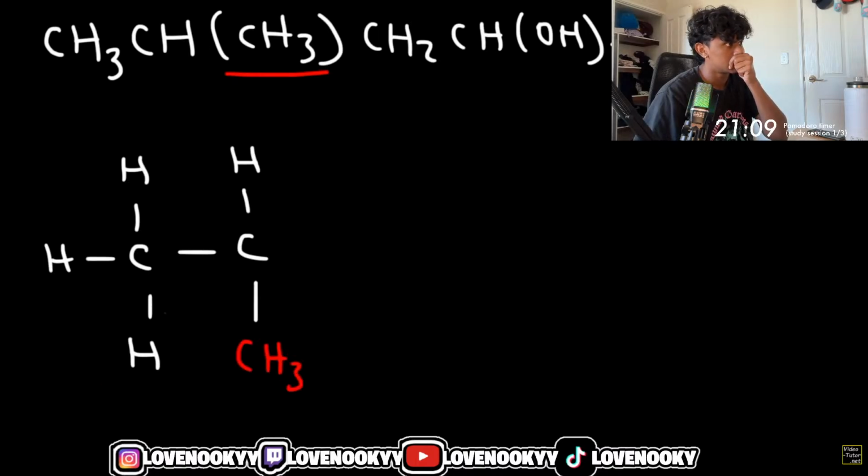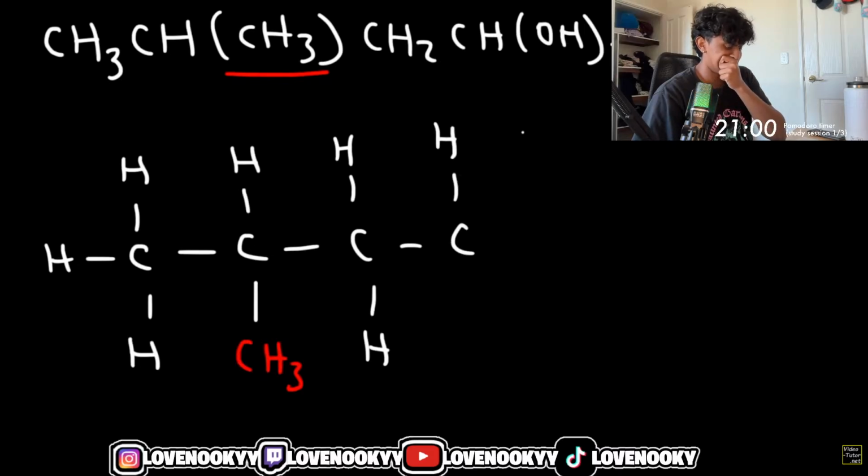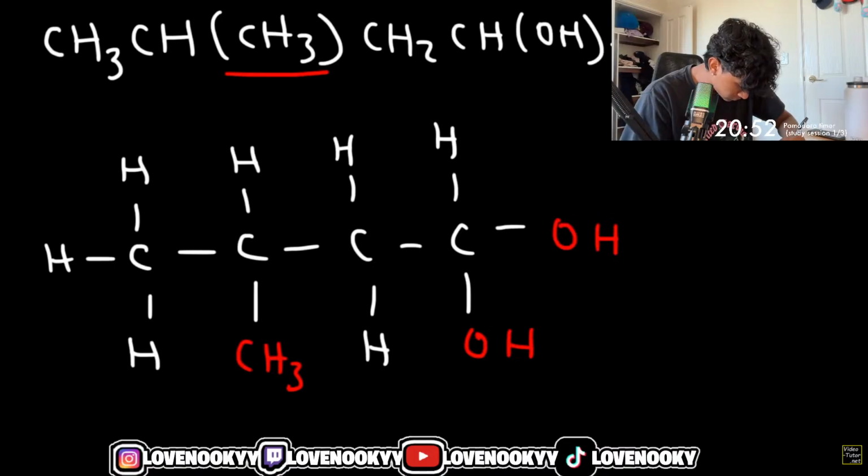So I'm going to highlight that in red. And then after that, we can place the CH2 group in the middle of the chain. And then we have a CH, so that's a carbon with one hydrogen atom, and that carbon is attached to two other OH groups, which I'm going to highlight in red. And so that's the Kekulé structure for this particular condensed structure.